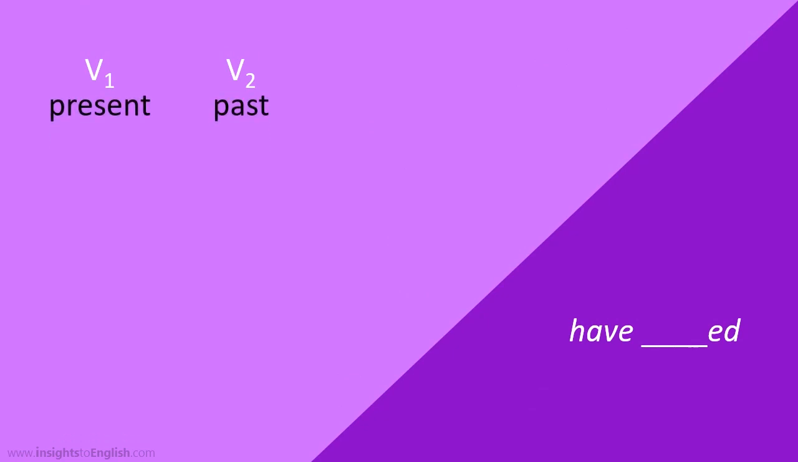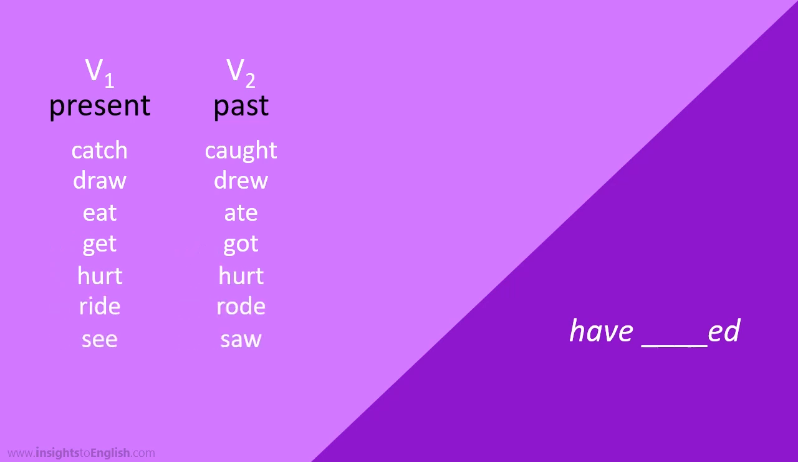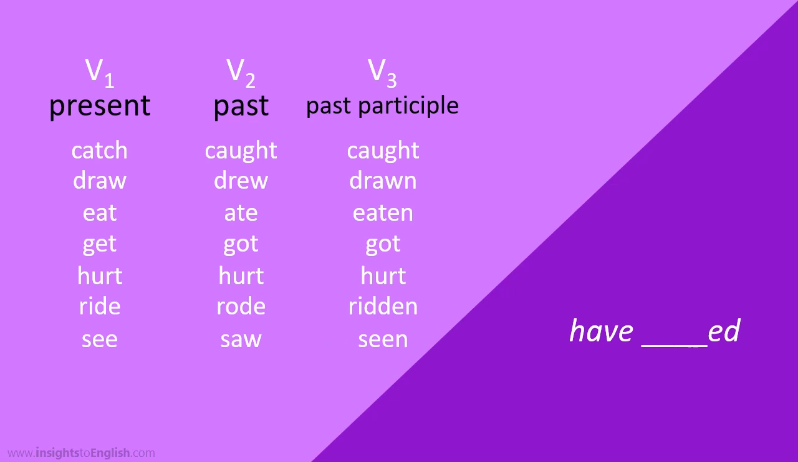Oh, you mean irregular verbs? Like draw turns into drew? Yeah, just like that. Well, there's a third form for those verbs. We call it past participle, but you can just remember it as verb 3. You can find lists like these in the back of most English textbooks.